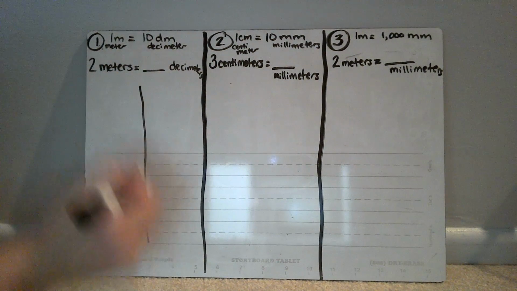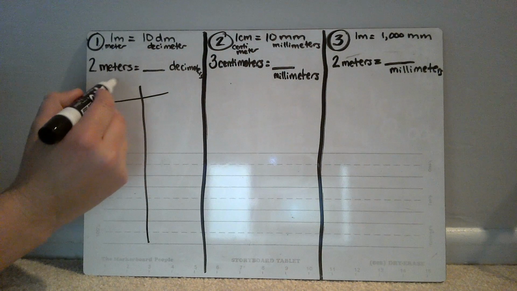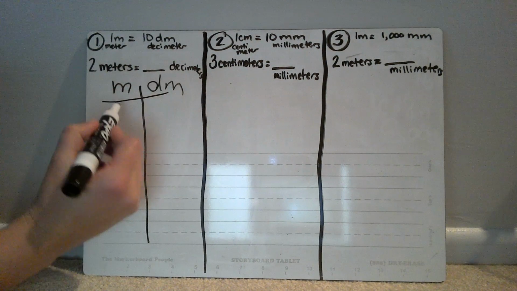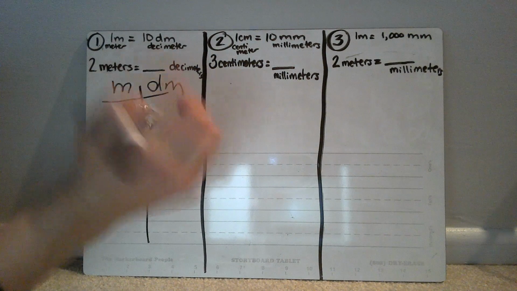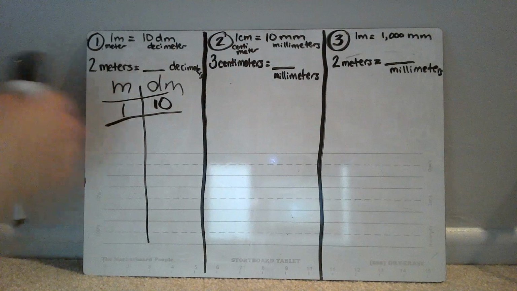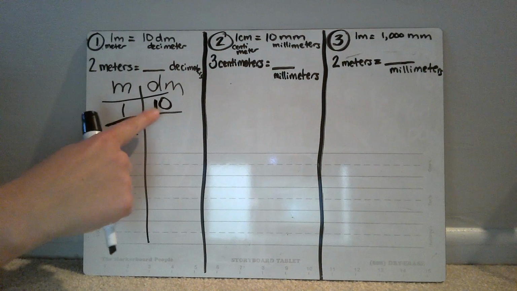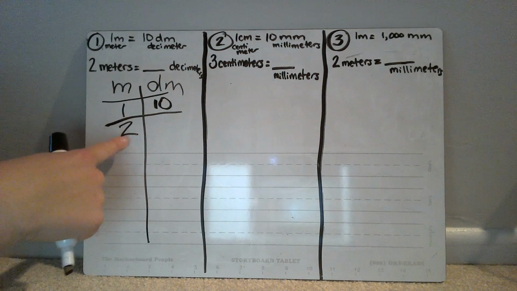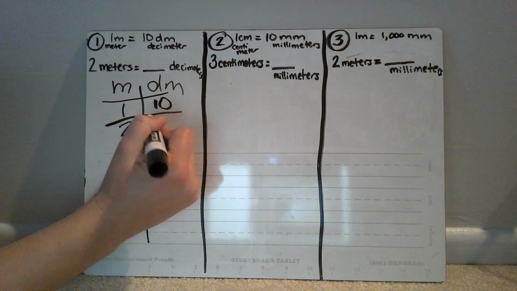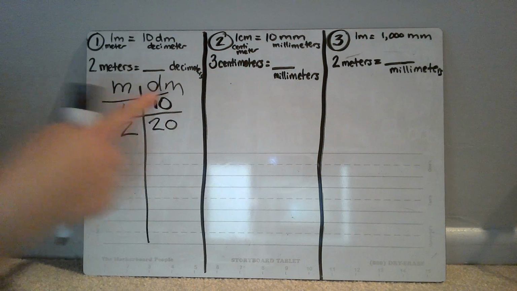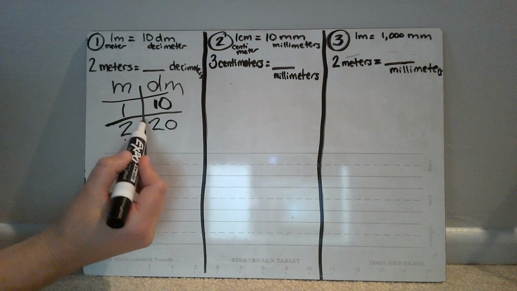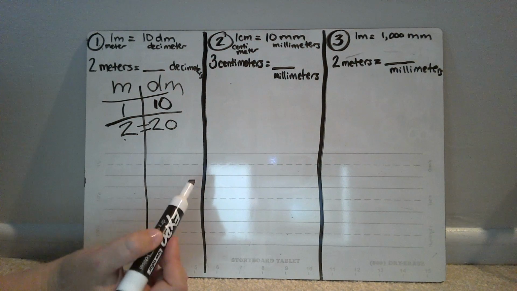Taking a look at our T-chart, we're going to have meters and decimeters. 1 meter is 10 decimeters, but we want 2 meters. So for 2 meters, I'm going to add another set of 10, or do 2 times 10. 10 plus 10 is 20. So I know that 2 meters is equal to 20 decimeters.